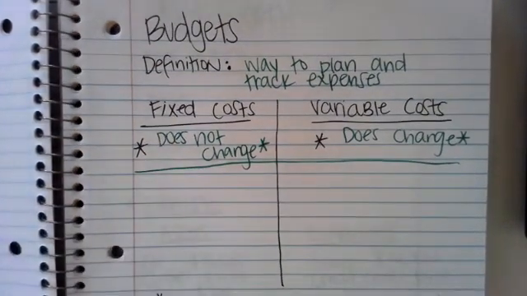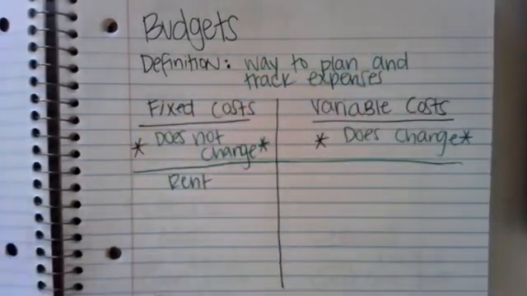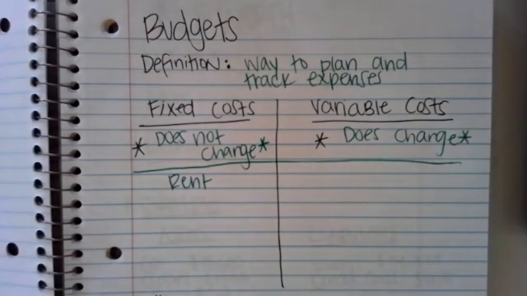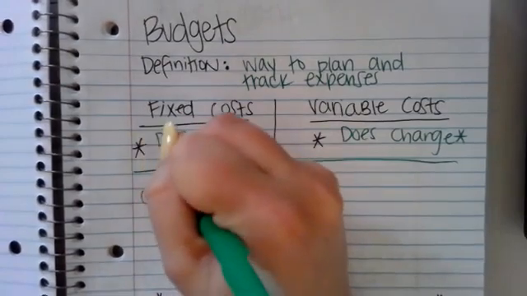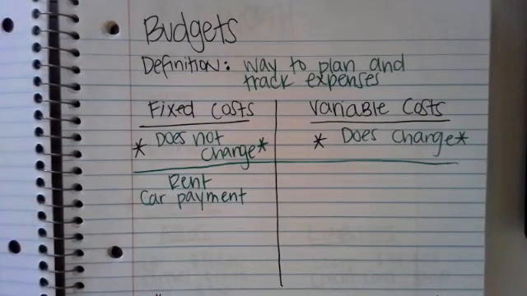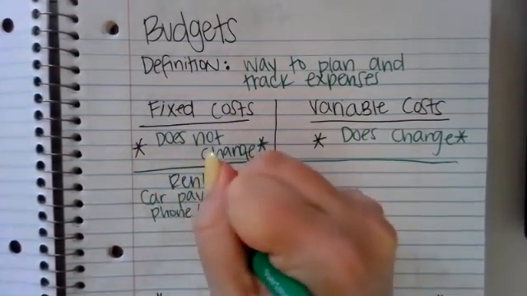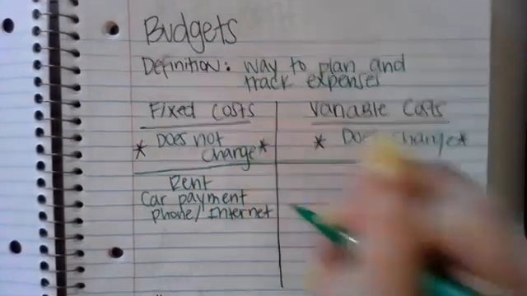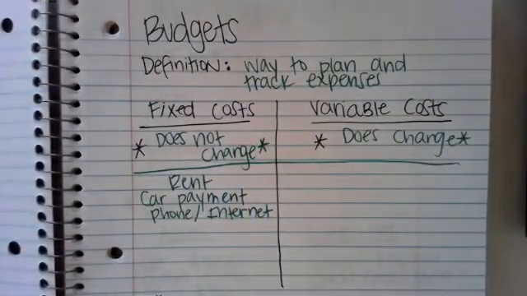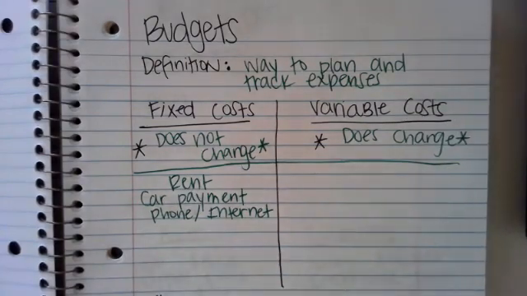So fixed costs that typically don't ever change. So if you pay rent or any sort of mortgage on a house, that is typically a cost that stays the same every single month. If you have a car payment that you need to make, that typically stays the same every single month. Things like our phone or the internet, like our Netflix account, any sort of subscription service, how much we pay for the Wi-Fi, those are typically always the same every single month.